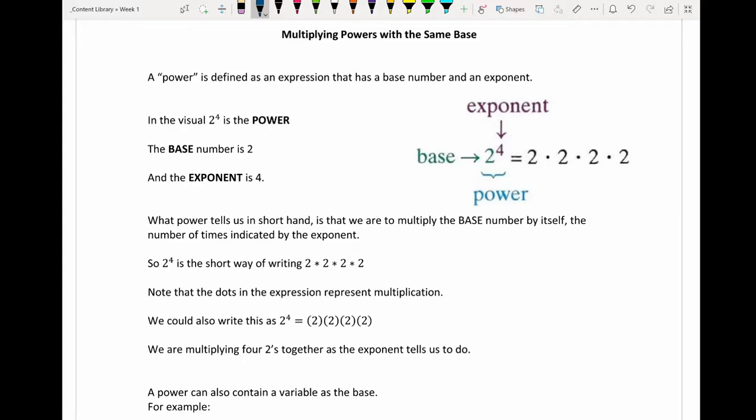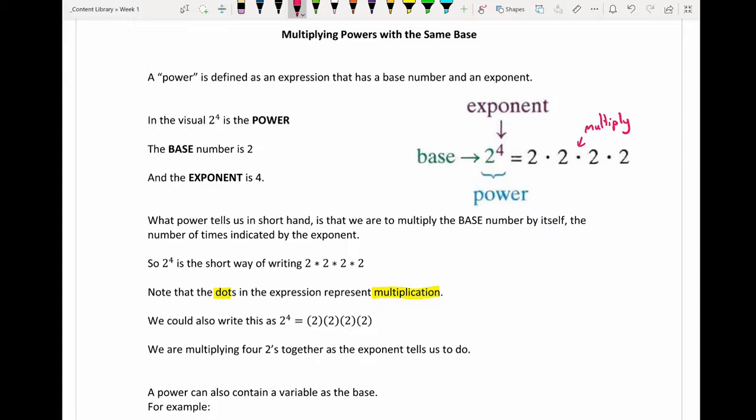What the power tells us in shorthand is that we are to multiply the base, which in this case is 2, by itself the number of times that's indicated by the exponent. So 2 to the power of 4, or 2 to the exponent 4, is just the short way of writing 2 times 2 times 2 times 2. A thing to note, the dots in this just represent multiplication. Whether you highlight that or just make a small note, it's just another way of writing multiplication.